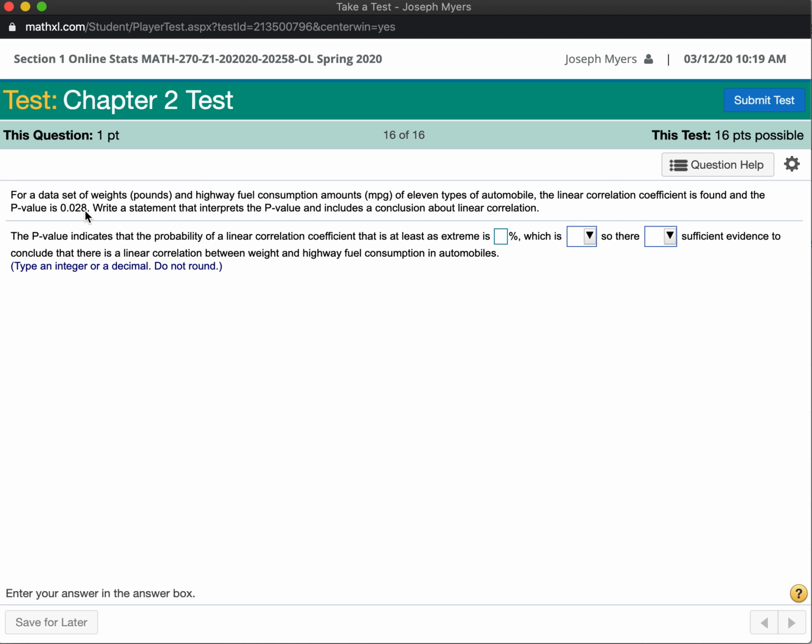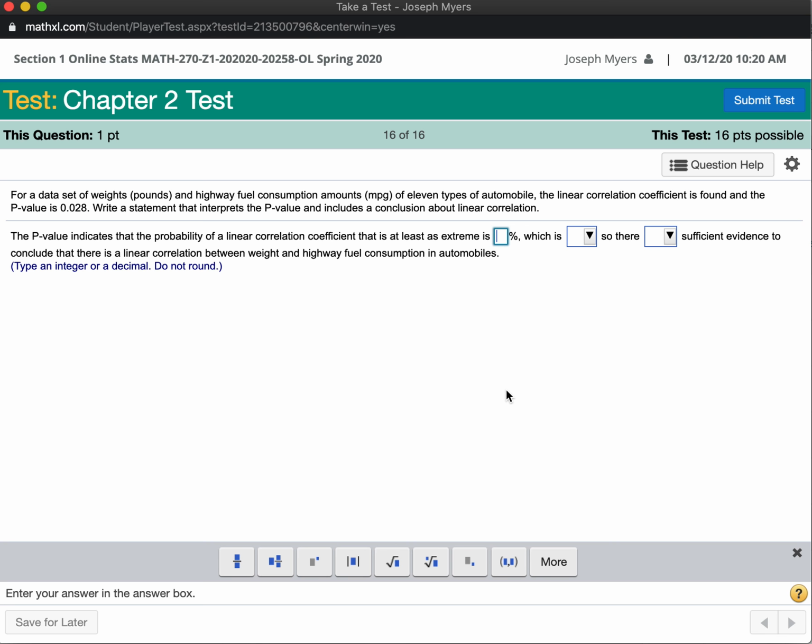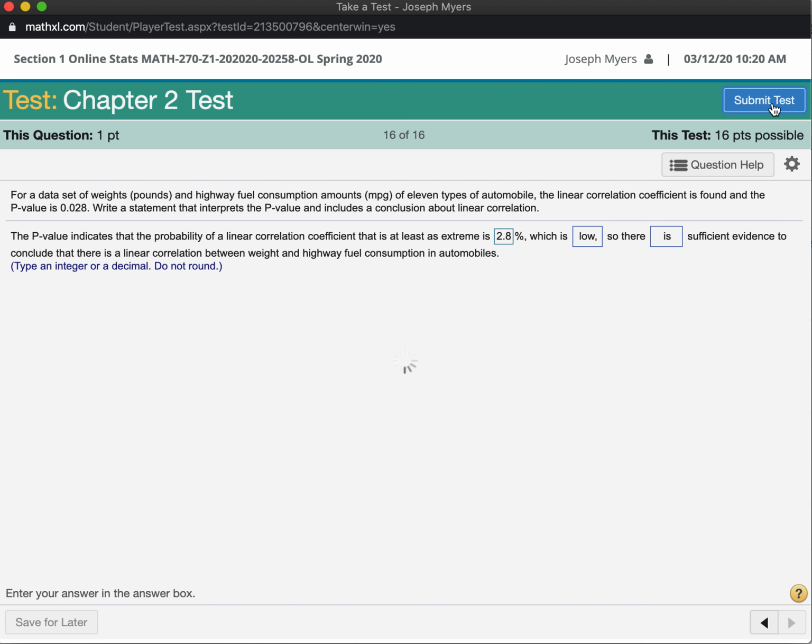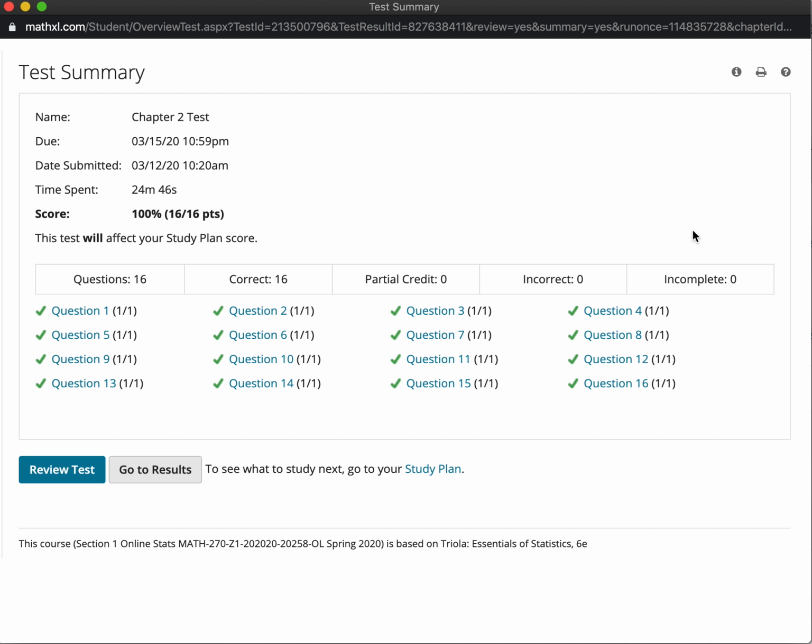And now this one, the p-value is 0.028. So the probability of a linear correlation coefficient that is at least as extreme is 2.8%, which is less than 5%, and so that one is classified as low. So there is sufficient evidence to conclude that there is linear correlation between weight and highway fuel consumption. So there we go. All right, those are some notes to help you as you take the Chapter 2 test.